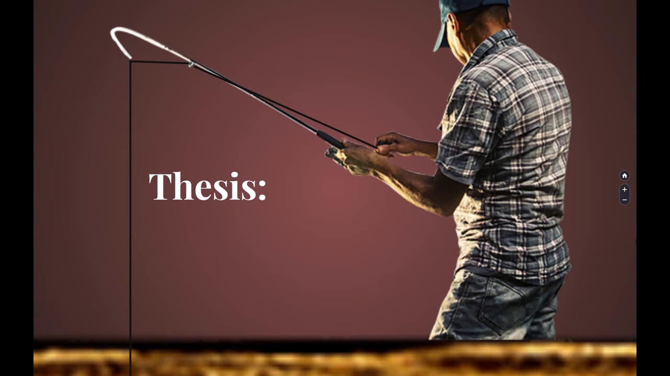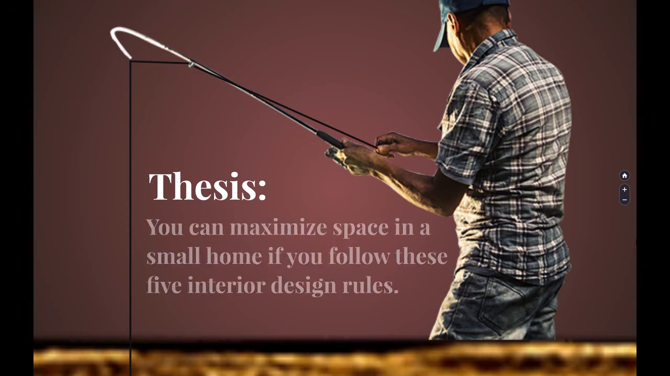Our thesis that we're going to use, that's an example for all of these 10 hooks, is this. You can maximize space in a small home if you follow these 5 interior design rules. Okay, let's look at our examples.